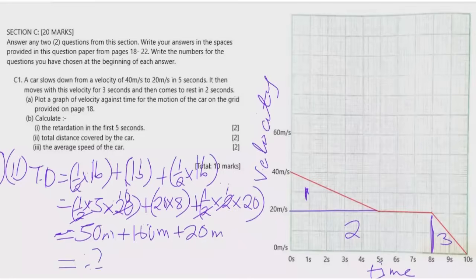So I'm going to write 230 meters. Now that is the total distance covered by the vehicle. 230 is the total distance covered by the vehicle. So basically that's how you can go about it.